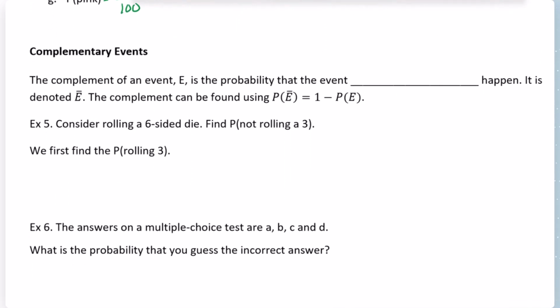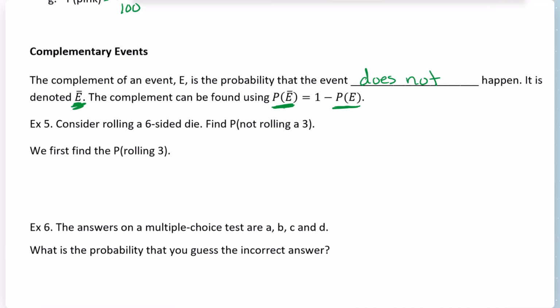Looking at another kind of definition, a vocabulary word for us to work with, we're going to look at complementary events. The complement of an event is the probability that the event does not happen. The way we denote it is with an E with a bar on top of it. That means we're looking for its complement. The way we find a complement is 1 minus the probability of the event actually happening.